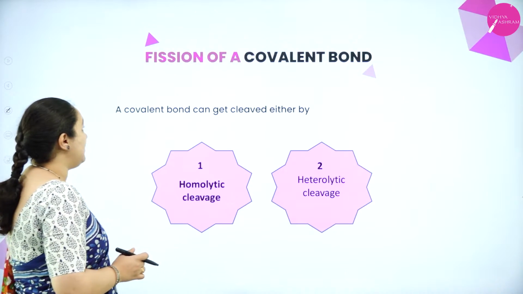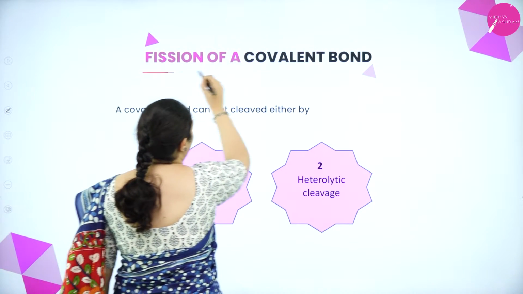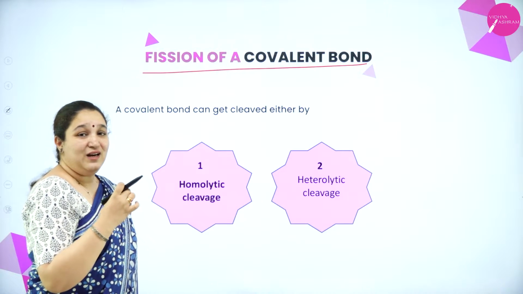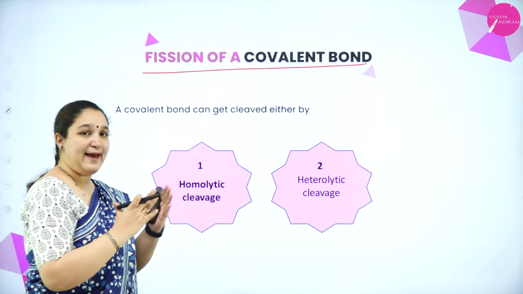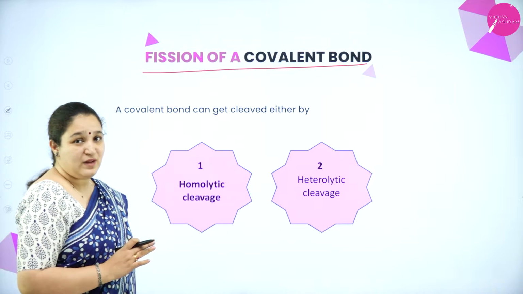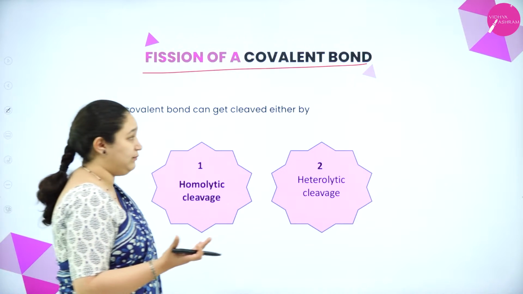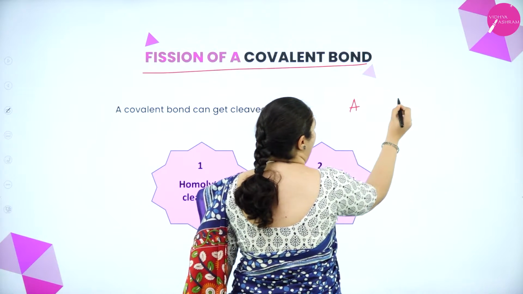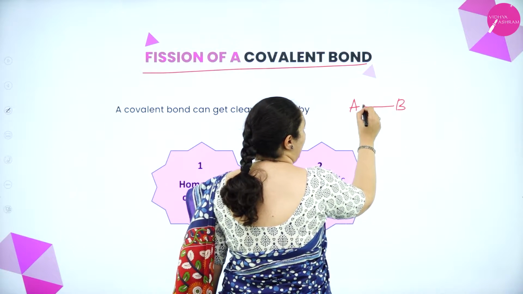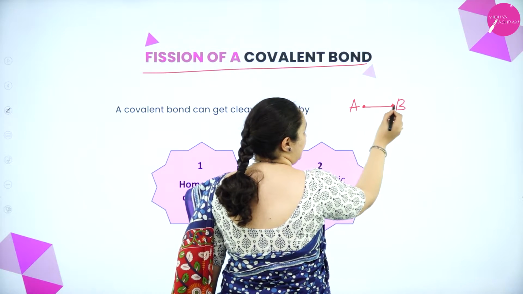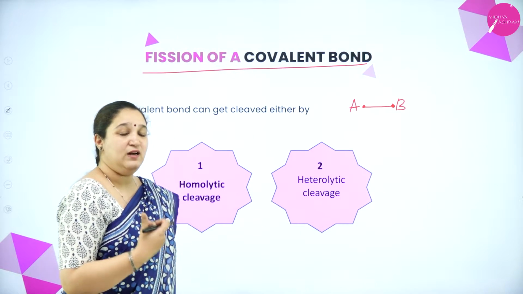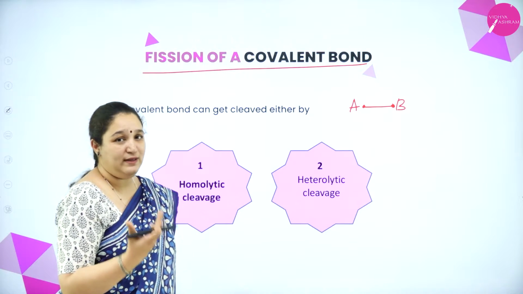The first one is fission of a covalent bond. Fission, or I can say breakage: how the bond can break. And which bond are we talking about? Only covalent bonds. I have already explained the meaning of a covalent bond. For example, if I have A and B bonded with one covalent bond, that means A is giving an electron, B is giving an electron, and these two electrons are shared between A and B. That's when I say it has a single covalent bond.